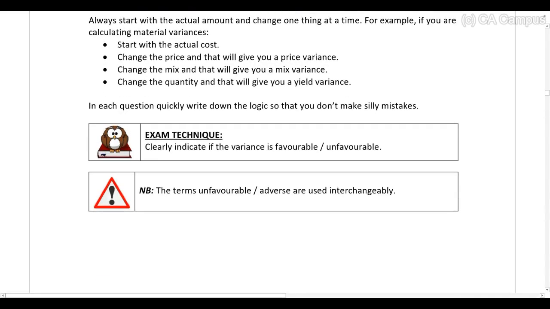From an exam technique perspective, please make sure that you always clearly indicate whether the variance is favorable or unfavorable. If you just give an amount and you don't say it's favorable or unfavorable, then you will not be awarded the mark. In addition to that, please also note that the terms unfavorable or adverse are used interchangeably. So you can either say unfavorable or adverse. You'll see also in solutions, sometimes they use adverse, sometimes they use unfavorable. Whatever you do, you will be awarded the mark.